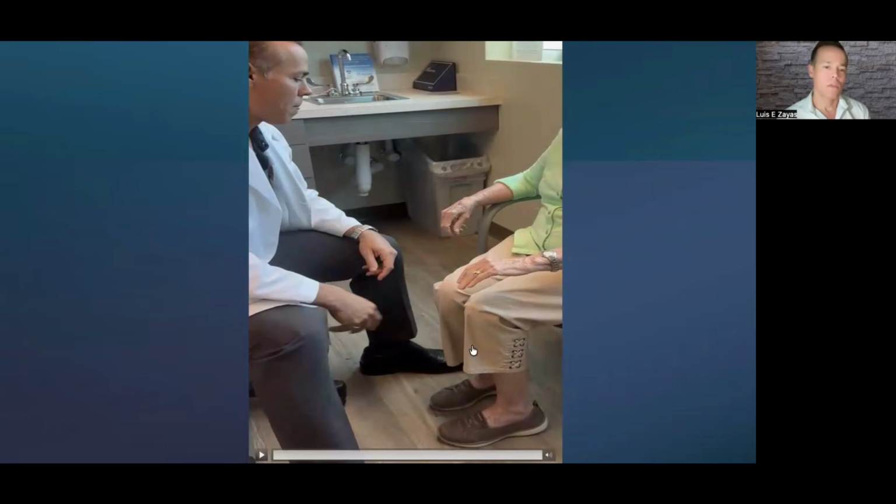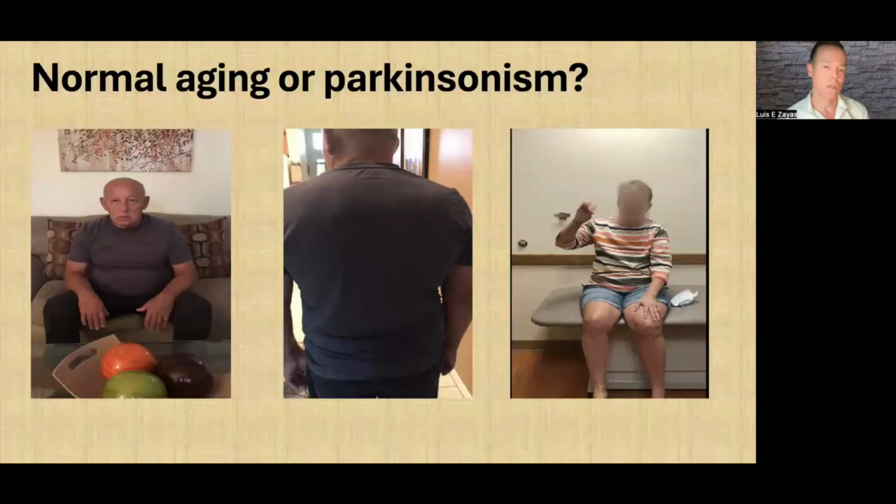Okay? So this is how you check for stiffness, rigidity at the level of the arms, but you can do that in the legs as well and in the neck. What I do. Now, let's talk about what is normal aging and Parkinsonism. Let's see this guy here.